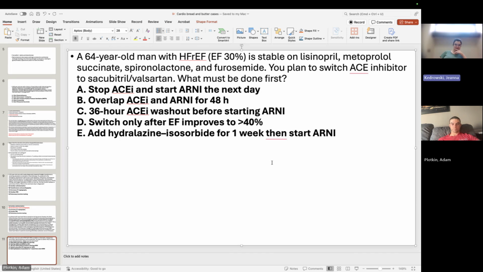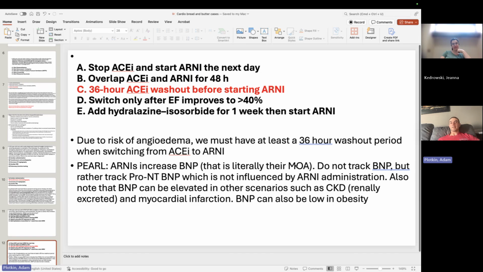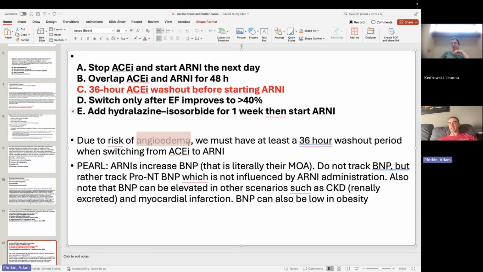Okay, so we're changing. He was on an ACE inhibitor, but now he's going to be on the ARB. So we don't want those to overlap. Allow the ACE inhibitor to wash out. Yep. So we want at least a 36-hour washout. We are worried about the angioedema risk, right? So give him 36 hours.